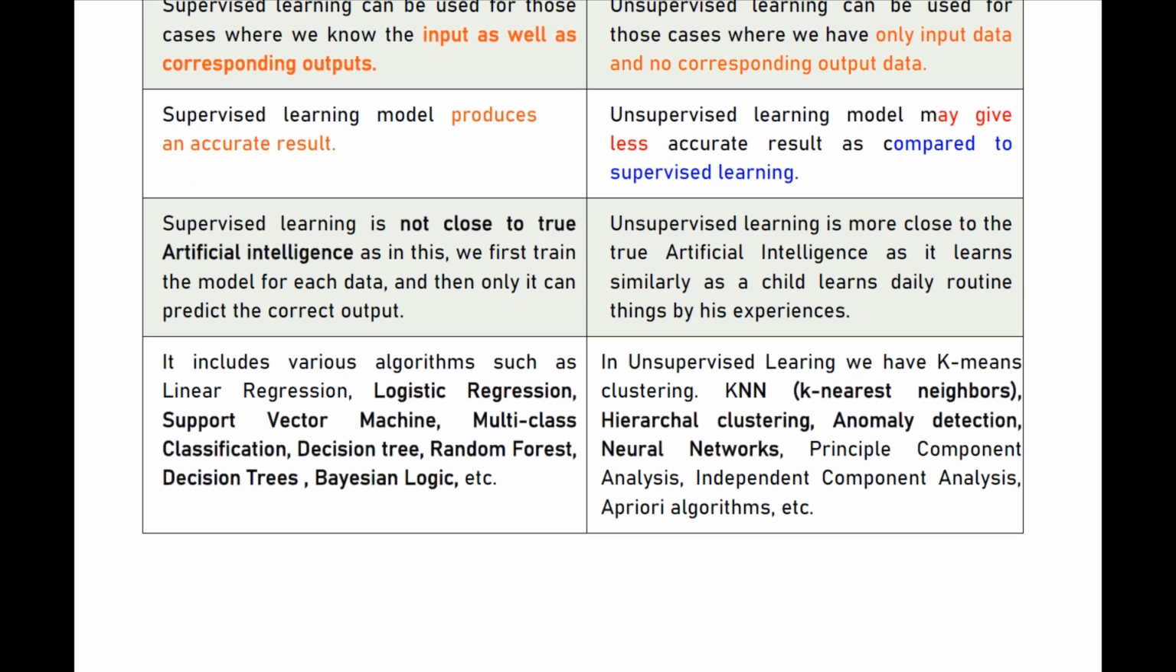What are the base algorithms? For supervised learning: linear regression, SVM algorithms and decision trees. For unsupervised learning: KNN, the K nearest neighbor algorithm, hierarchical clustering, anomaly detection and neural networks.